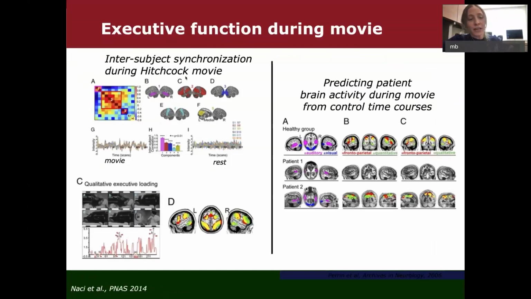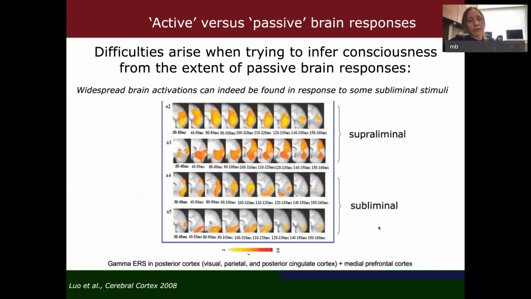You can find that when the movie is getting suspenseful, you have more activation of that attentional network, and some patients actually show that or not. So what can you infer from this? Again, the discussion is open, because you can have a lot of passive brain responses unconsciously, like to emotional stimuli, for example.